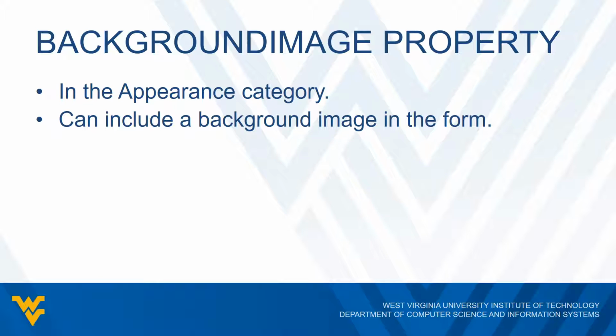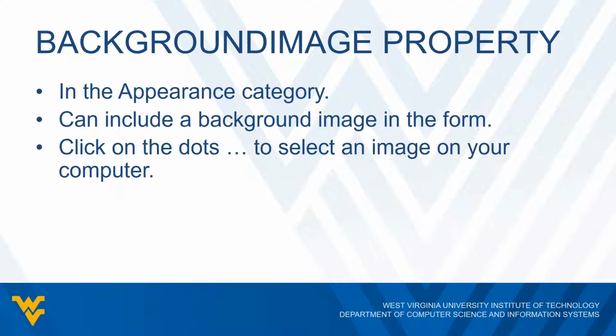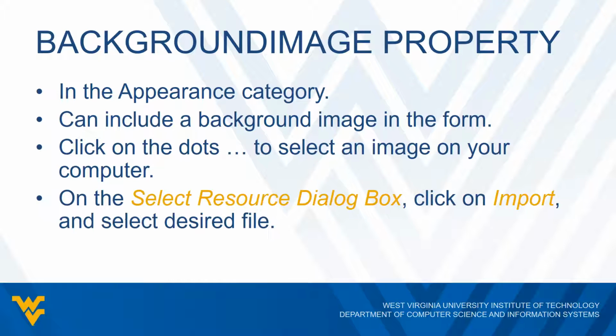The way we would do this, if we want to add an image, is we would click on the dots in this property in order to open up a properties window. We can actually use this to select an image from our computer and load it into our program. Whenever you click on these dots, you're going to get what's called the Select Resource dialog box. From here, you would click on the Import button, and then another window will pop up where you can browse your computer to find the file that you want.